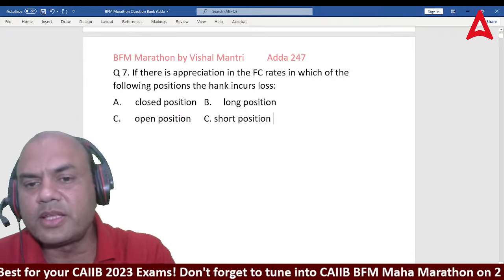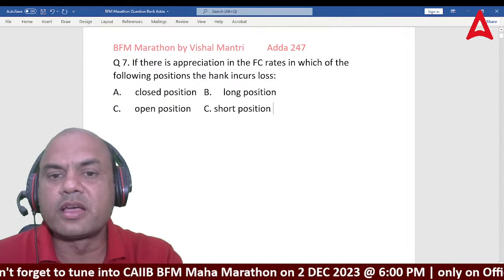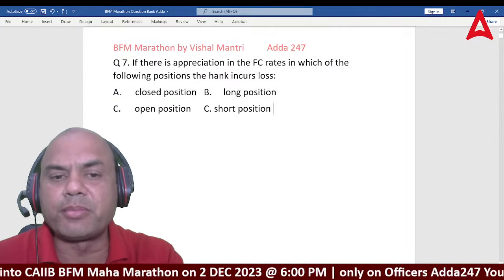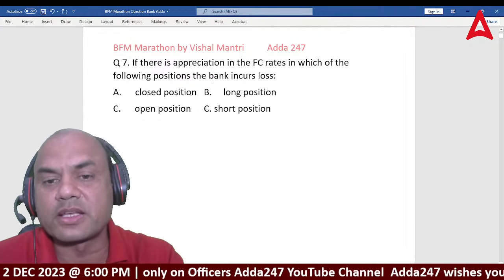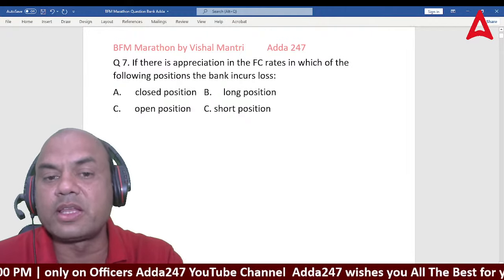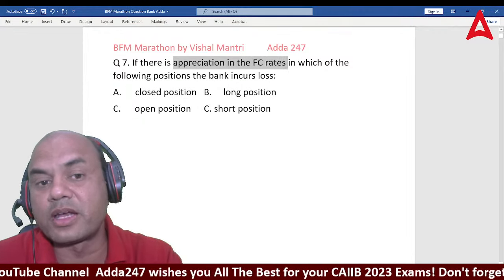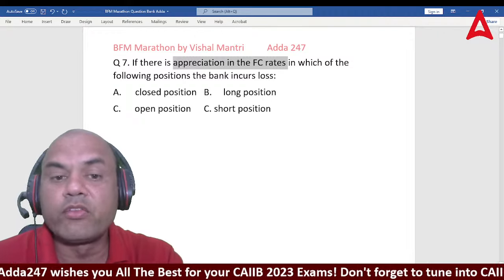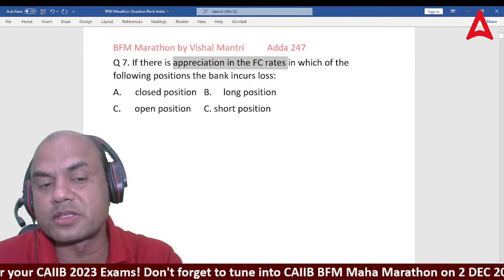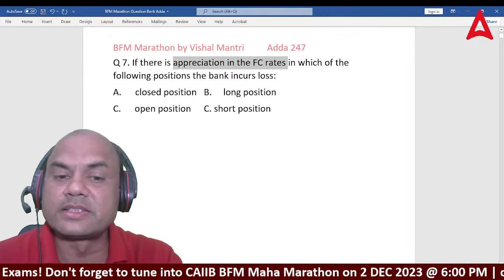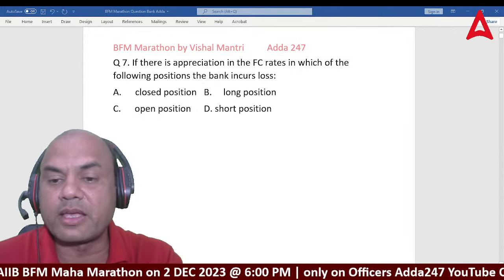Move on. Next one. If there is an appreciation in the foreign currency rates, in which of the following positions the bank will incur a loss? Now, appreciation, remember, rates of the foreign currency are going up. When will the bank incur a loss? A is closed position, B is long position, C is open position, and D is short position.